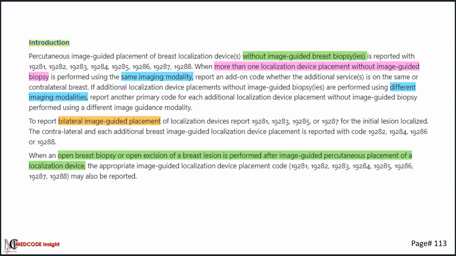Important key points for practicing the percutaneous image-guided placement of breast localization devices, given on CPT page number 113, are how to manage multiple device placement when using the same or different imaging modality, and how to code in case of bilateral placement. You must know the conditions that allow for separate reporting when dealing with open breast biopsies or open excision of a breast lesion.